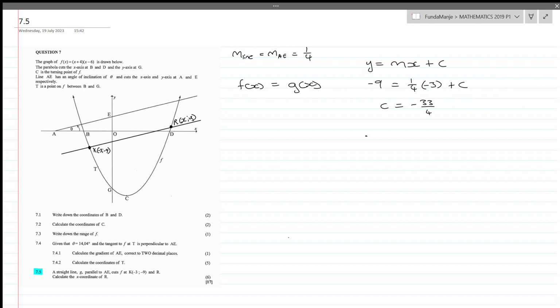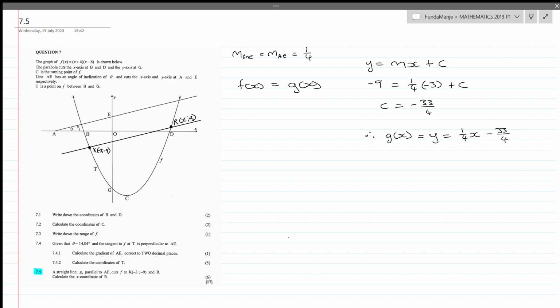Therefore, your final equation can be written as g of x, which is our straight line, equals y, which is 1/4, since that's the gradient, x minus 33/4. Something like that. Now we come back to this. We now need to equate our two graphs together. So equating f and g.